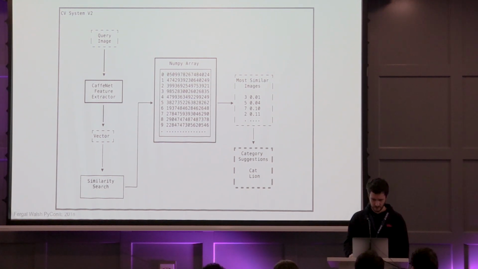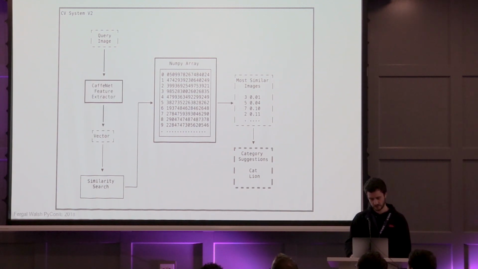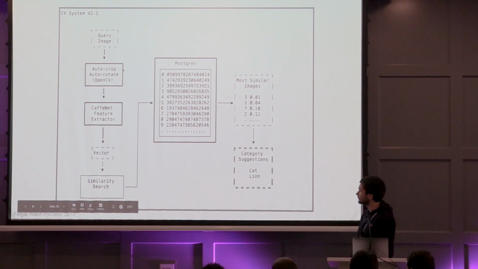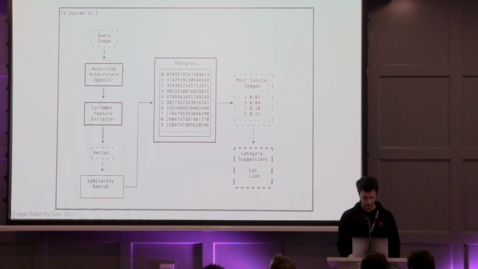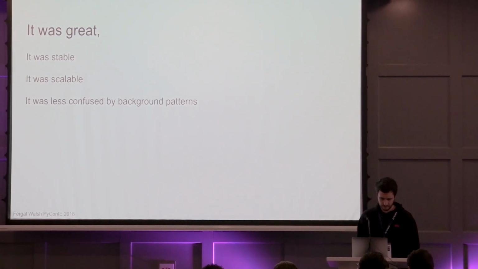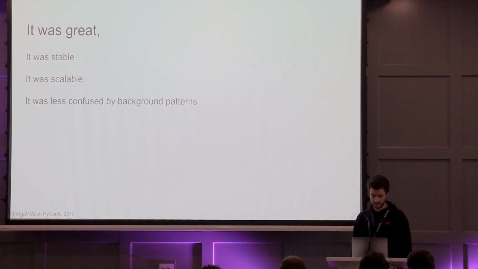So our flow diagram changed from this into this. So our NumPy array gets replaced with Postgres, but other than that it's basically the same. And then we added in an auto crop and auto rotate step using that GrabCut from OpenCV. So there's our second Python reference, by the way. And this was great. It was stable. We didn't have the same kind of memory problems. It was a lot more scalable. And it was less confused by the background patterns.